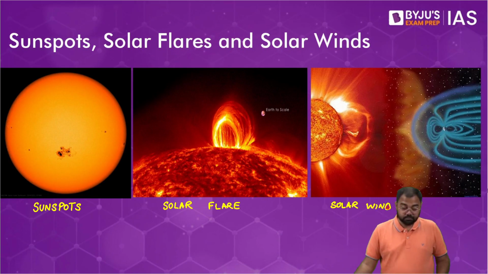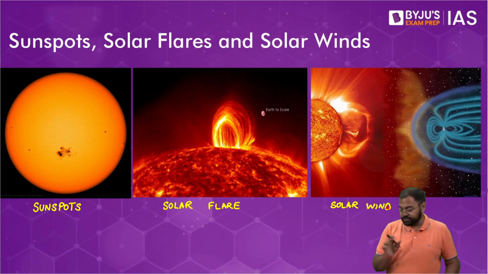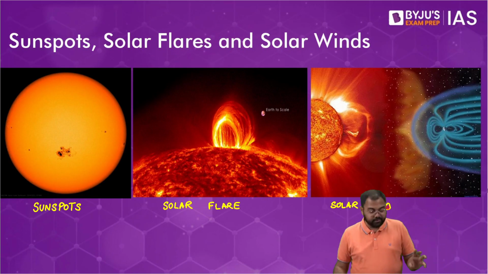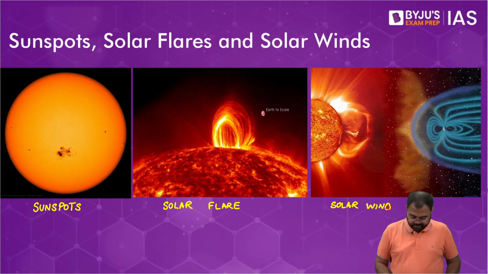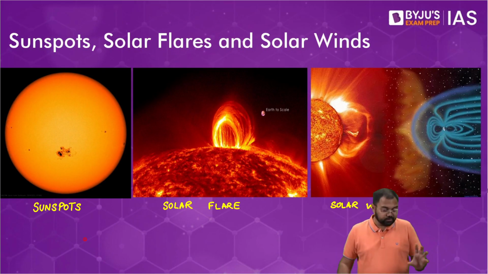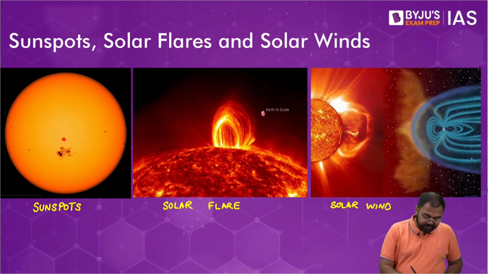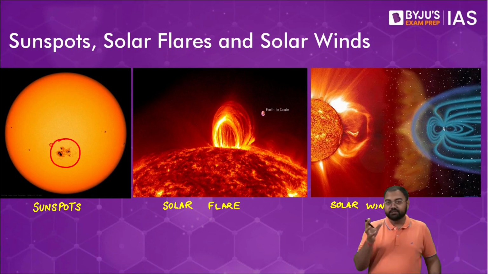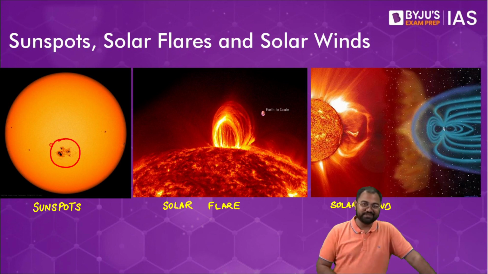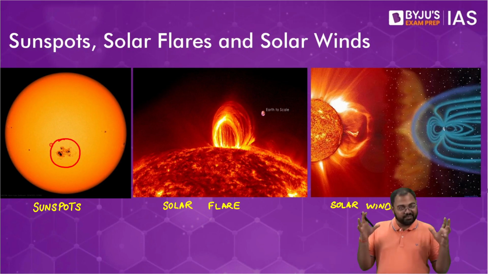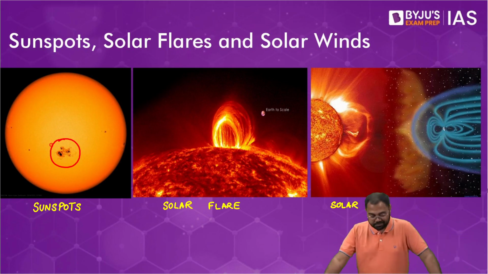So, sunspots, solar flares, and solar winds. Now, just try to understand in very simple terms, what do we mean by these? The first picture is of a sunspot. Do you see these spots on the surface of the sun? These spots, or darker colored regions, are called sunspots. Now these are not small spots like pimples on our faces. These are very big regions. They can be bigger than the size of the earth, right? So these are called sunspots.